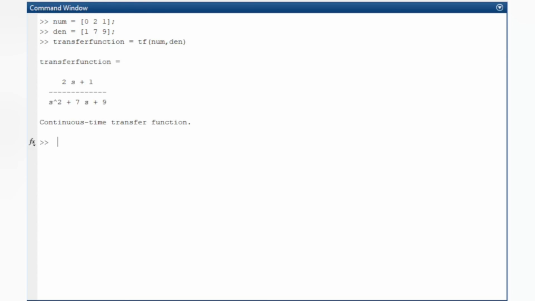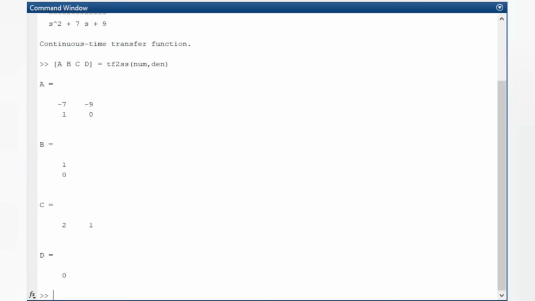Now we need to find the state space representation. So I'll mention here A, B, C, D, the state space matrices, and we need to find transfer function to state space. Okay, so I will put here numerator comma denominator, and this will give you the state space values.